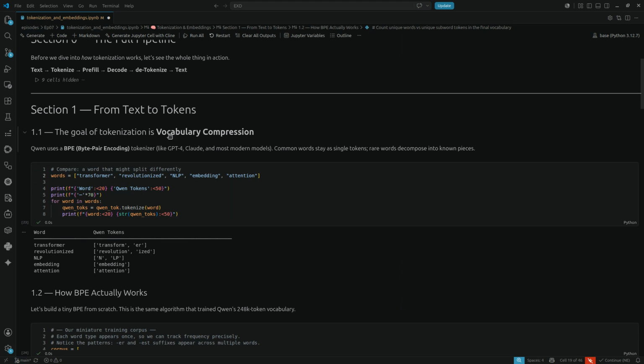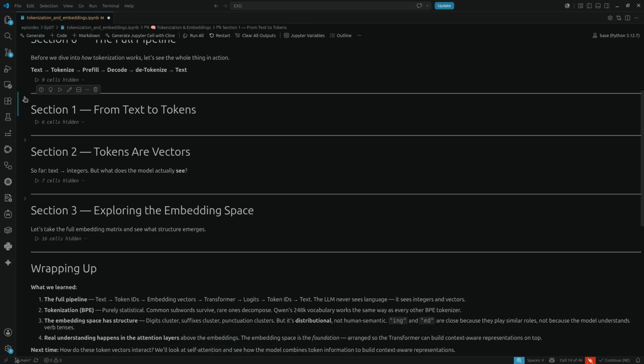Tokenization is a statistical process whose goal is vocabulary compression, and that too not from a semantic perspective, but from a functional perspective. Useful chunking of your text so that the LLMs can then do their own magic on it. Okay, that's the first takeaway.